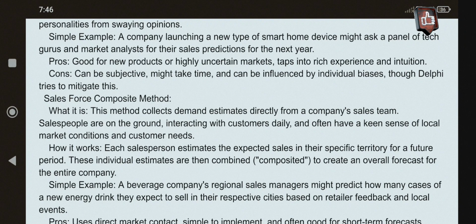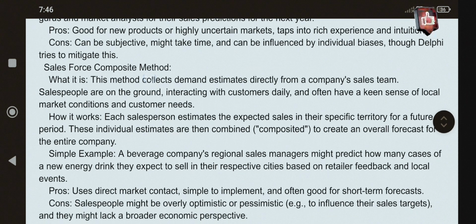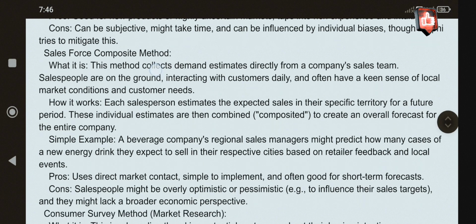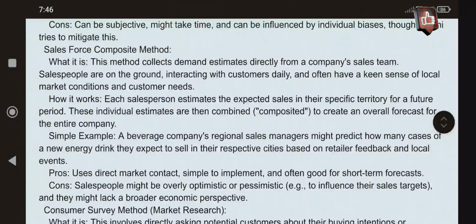Salesforce composite method. What it is: this method collects demand estimates directly from a company's sales team. Salespeople are on the ground, interacting with customers daily, and often have a keen sense of local market conditions and customer needs. How it works: each salesperson estimates the expected sales in their specific territory for a future period. These individual estimates are then combined, composited, to create an overall forecast for the entire company.